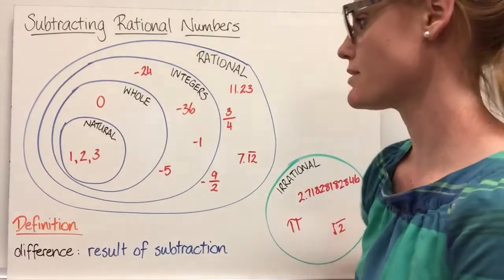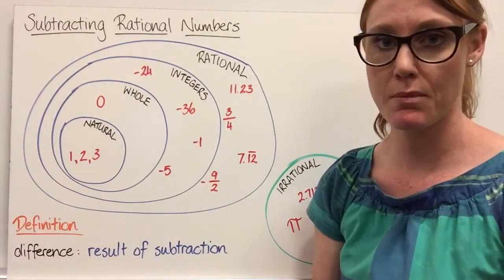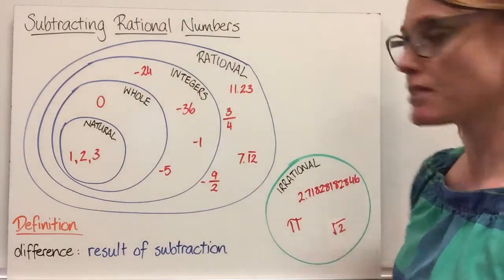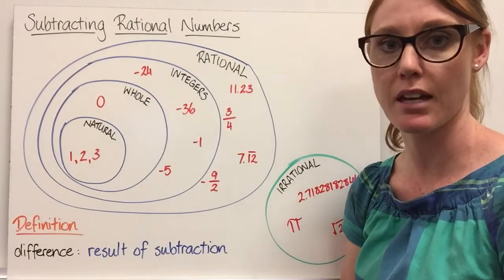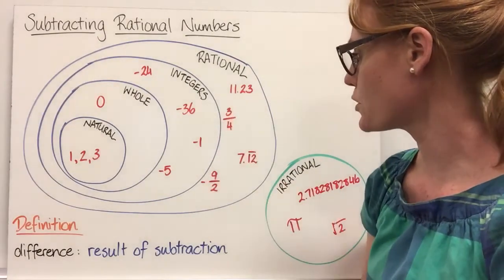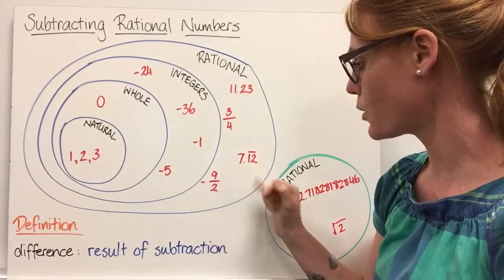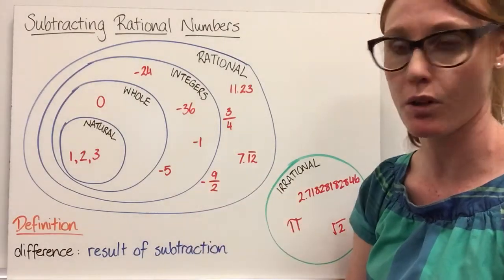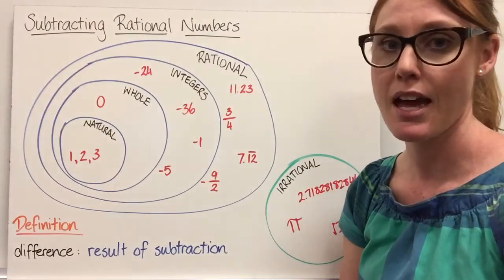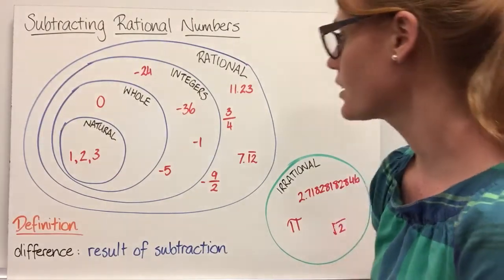Subtracting rational numbers. Let's first revisit the types of numbers within our number system. So we have rational numbers and irrational numbers. Rational numbers are those numbers that can be written as a quotient of two integers. For example, 11.23, 3/4, 7.12 recurring, and -9/2. Irrational numbers are those numbers that cannot be written as a quotient of two integers.